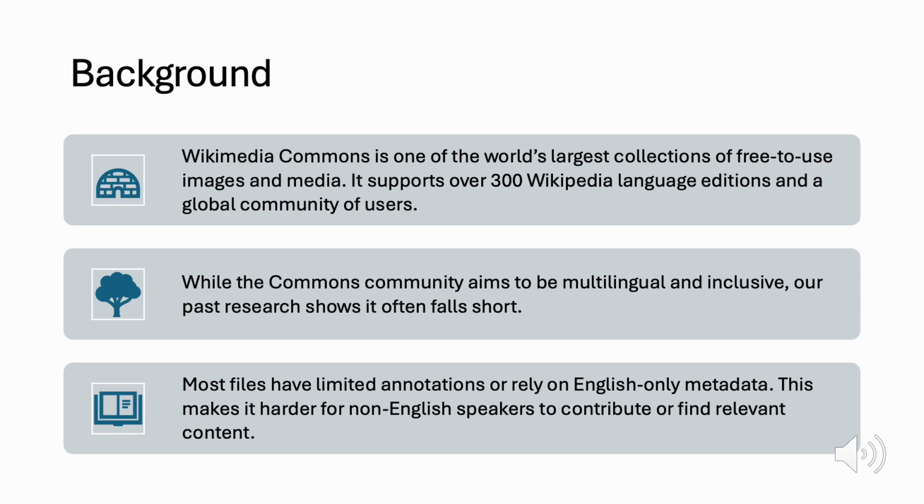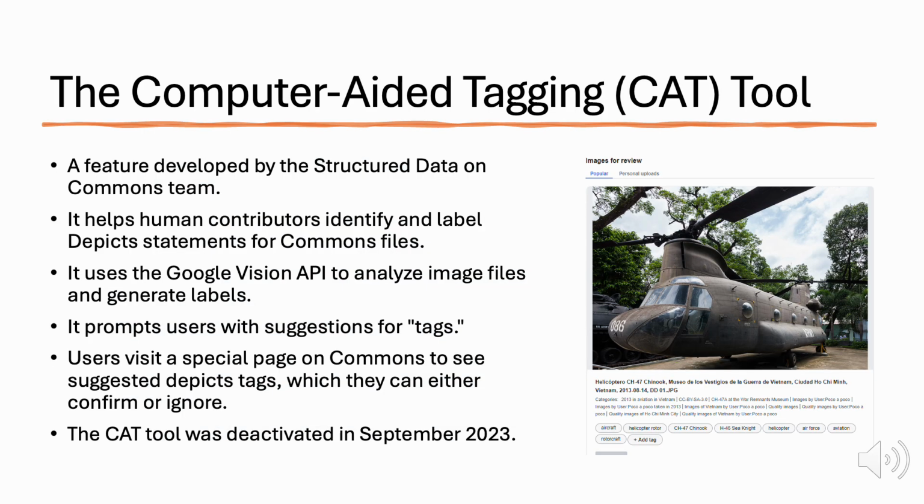find relevant content. To address these challenges and improve how Commons supports discovery, search, accessibility, and multilingual use, the Structured Data on Commons team developed this computer-aided tagging tool. This tool helps contributors add depict statements to files using labels generated by the Google Vision API. Users visit a special page on Commons to review the suggested tags and choose whether to confirm or ignore them. The CAT tool was deactivated in September 2023.